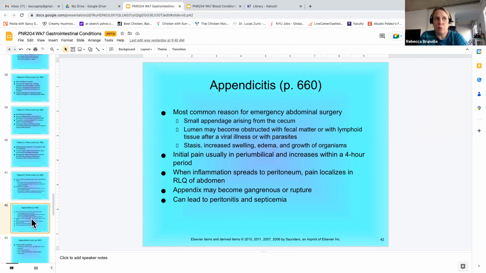So that's the review of failure to thrive. And for those of you that have had med-surg, I think all of you have, kids can also get appendicitis. So appendicitis happens in kids and adults. If you've ever been around an adult that had appendicitis, the care for kids is pretty similar. It requires abdominal surgery.